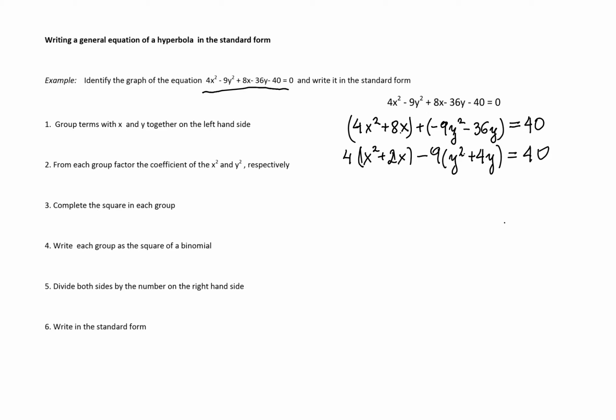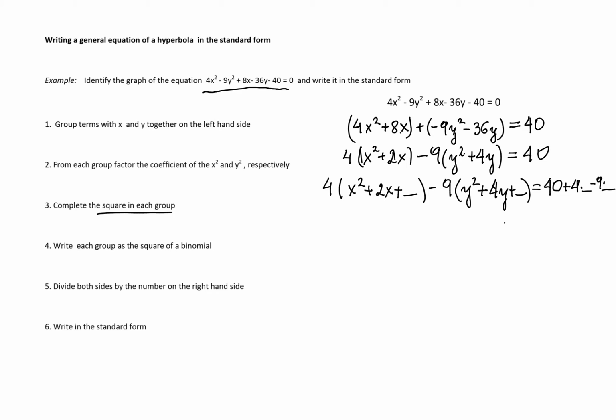The next step is to complete the square in each group. That means we'll be adding a special number to the expression in the parentheses that will complete it to a perfect square. It means that we'll be able to write it as the square of some binomial. Since we'll be adding a number to the left-hand side in each group, we'll have to add the same number to the right-hand side. The first number is multiplied by 4, and the second number is multiplied by negative 9.